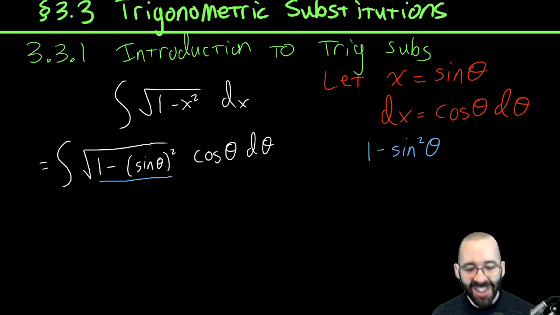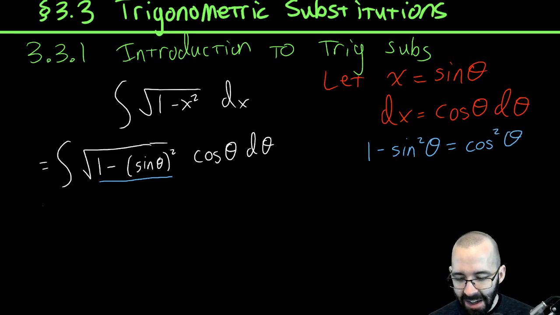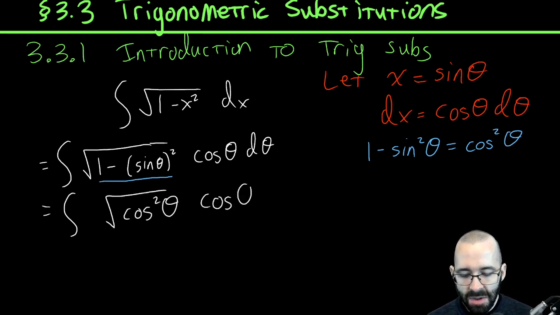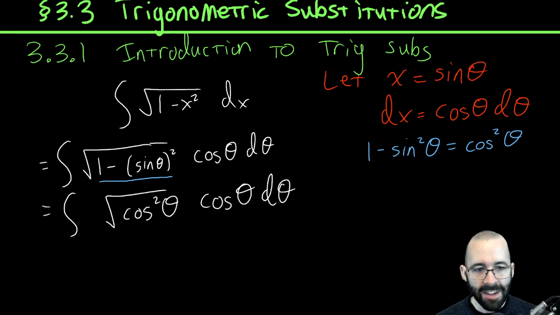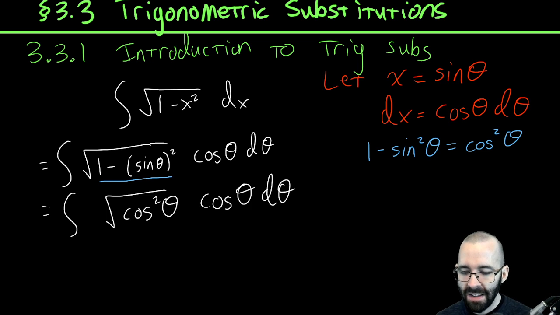Oh, remember our trig identities. That's cosine squared of that angle. That's neat. So this really just becomes the square root of cosine squared of that angle times cosine of that angle. This is kind of nice, right? Okay, it's actually not that nice, because look at this. This is not as nice as you want it to be, right?